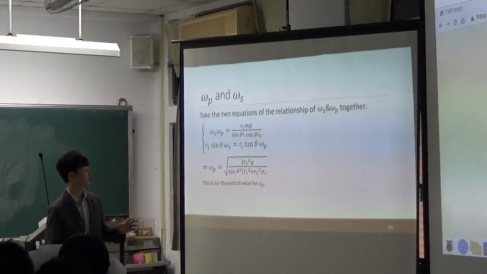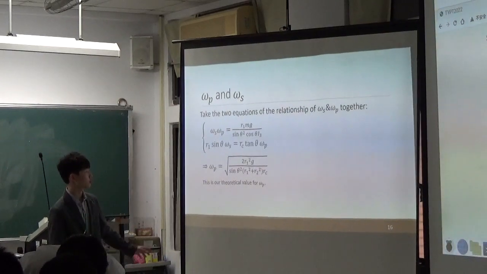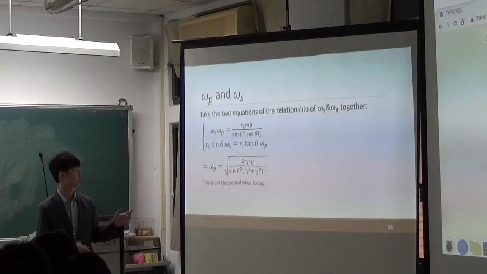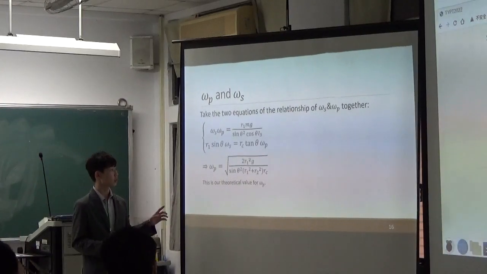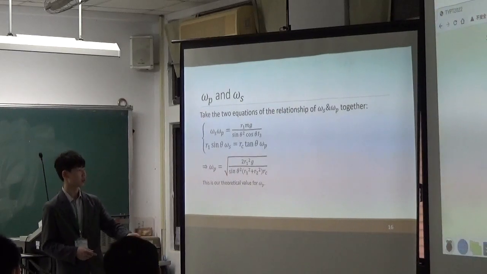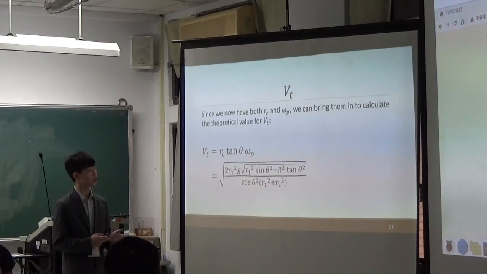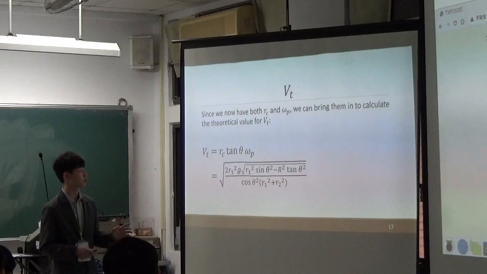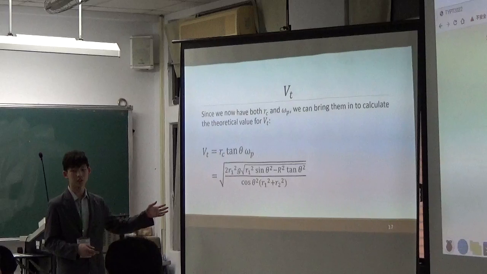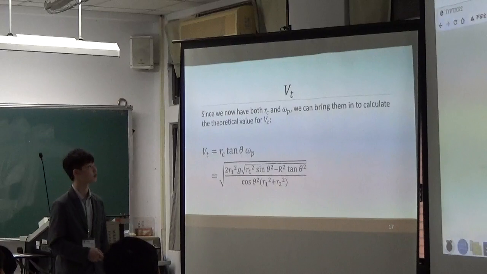And because we get two equations, both represent the relationship between omega s and omega p. The first equation we get from the tau 3, and the second equation we get from the terminal velocity. So after the calculation, we can calculate the omega p by all the known elements. Then, because we know that the terminal velocity equals RC omega p tangent theta, and we have everything we need in this equation, we just plug them in and get the final equation.